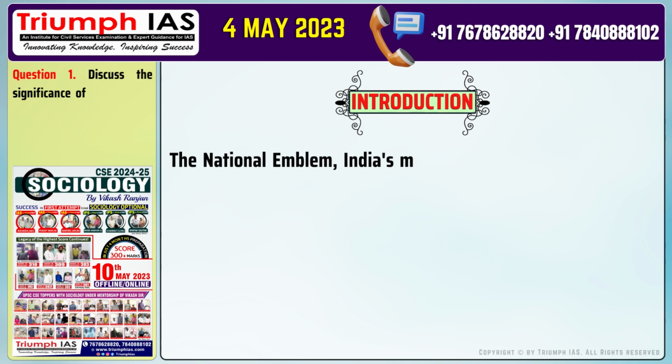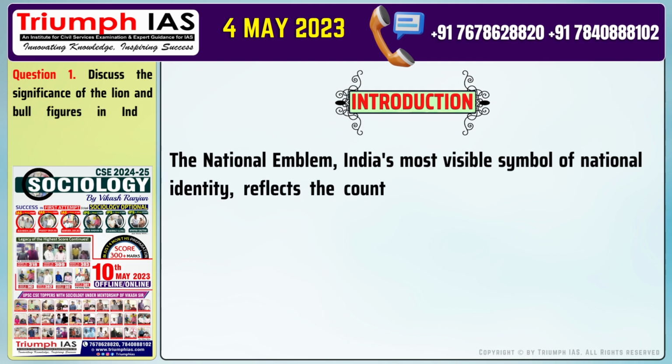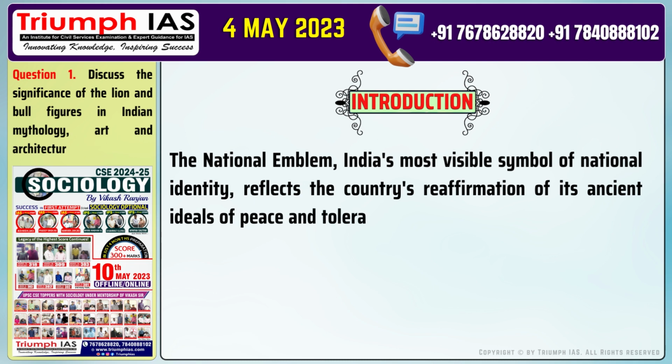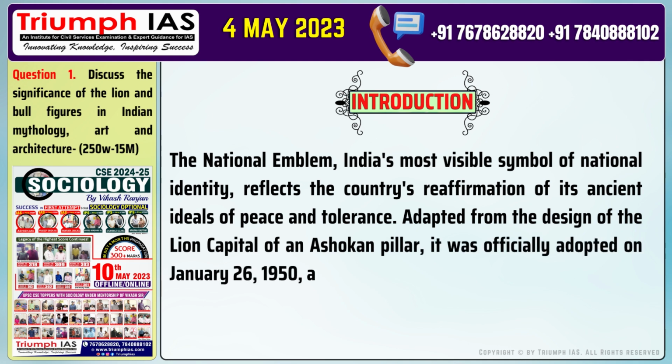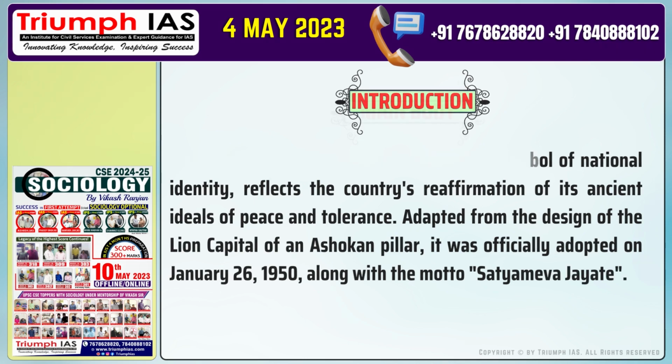The national emblem, India's most visible symbol of national identity, reflects the country's reaffirmation of its ancient ideals of peace and tolerance. Adapted from the design of the lion capital of an Ashokan pillar, it was officially adopted on 26 January 1950, along with the motto Satyamev Jayate.